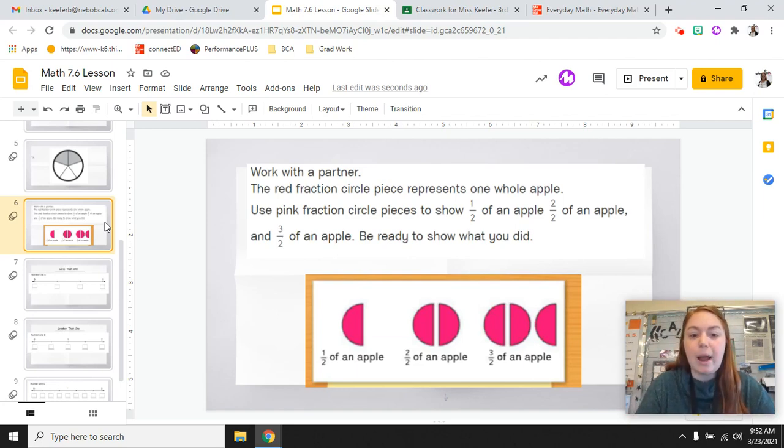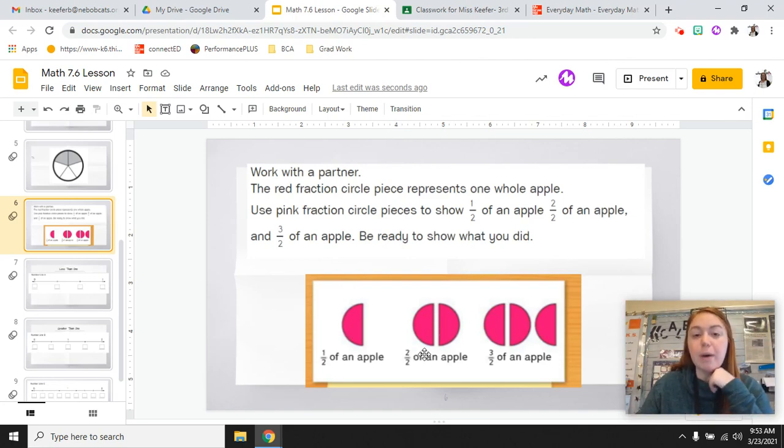It says, the red fraction circle piece represents 1 whole apple. If you remember, the red fraction circle is just 1 circle, so that's a whole apple. And then it says, use pink fraction circle pieces to show half of an apple, 2 halves of an apple, or 3 halves of an apple. Be ready to show what you did. What I did is I took a picture of it here. If the red circle is 1 whole apple, half of that apple would be 1 pink piece, right? That's 1/2. If you cut that apple down the middle, you would have half of an apple.